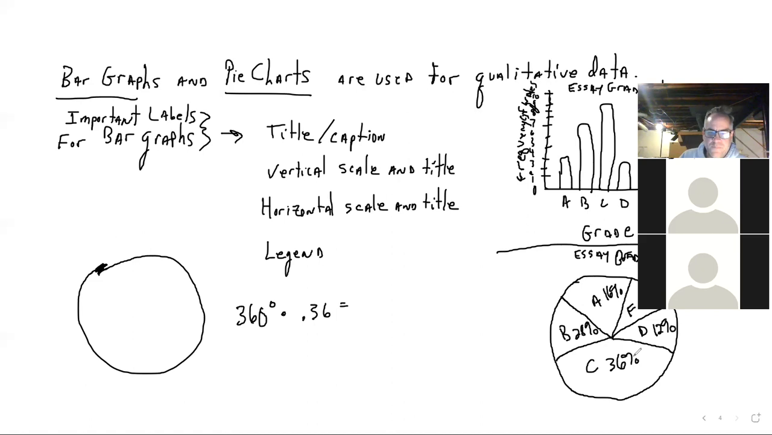Now what you get is 129.6. So what I'm going to do, I'm going to round that. And I didn't mean to put a percentage sign there. This is degrees, 36% of 360 degrees is 129.6 degrees. And I'm just going to round that up to 130 degrees.